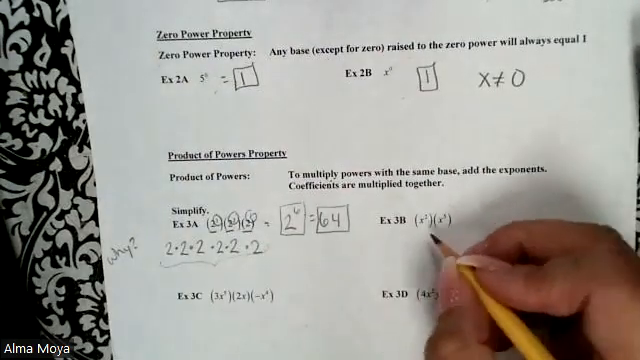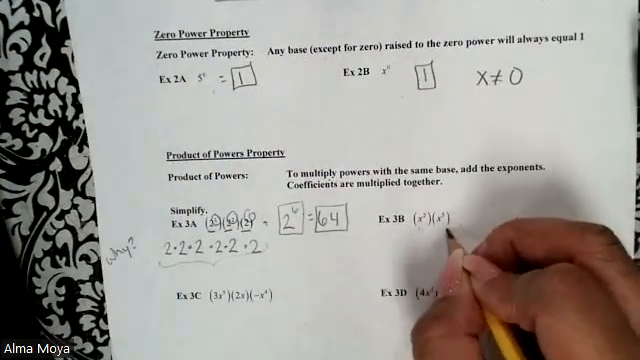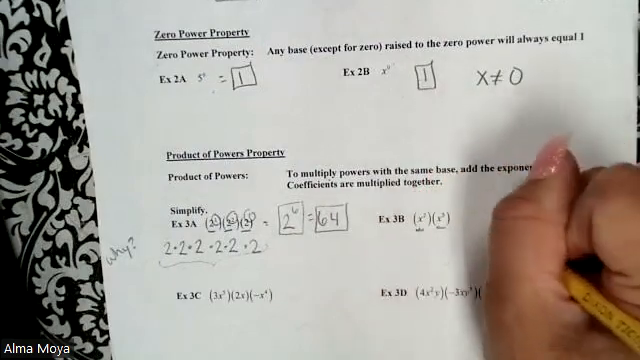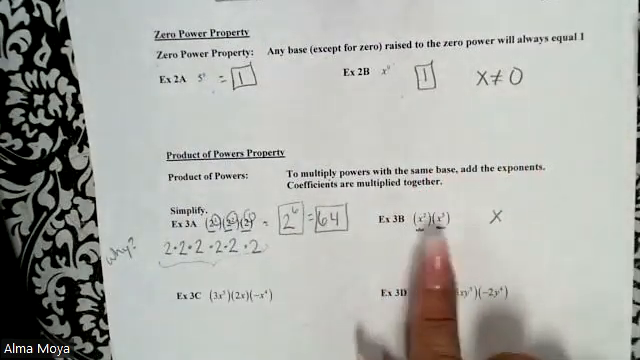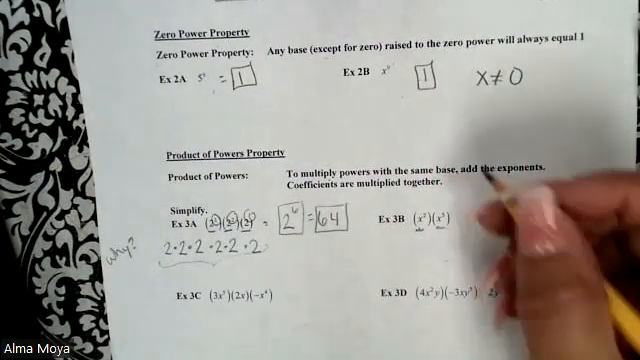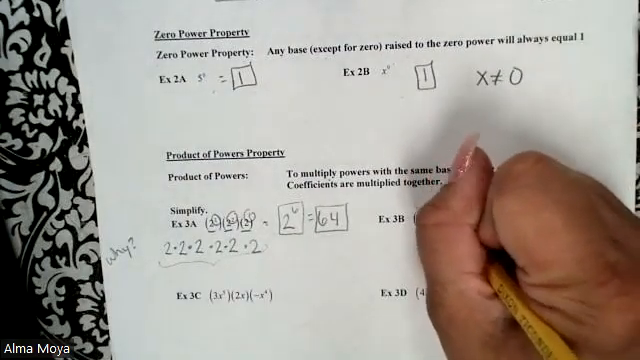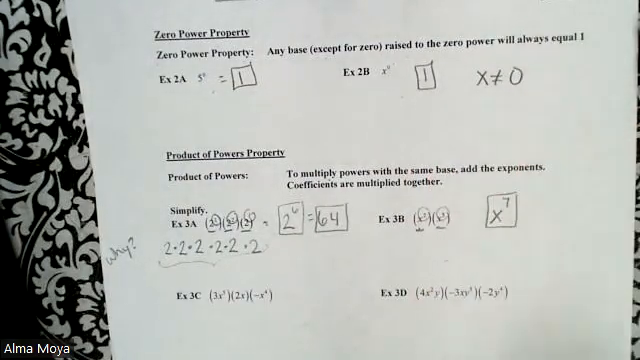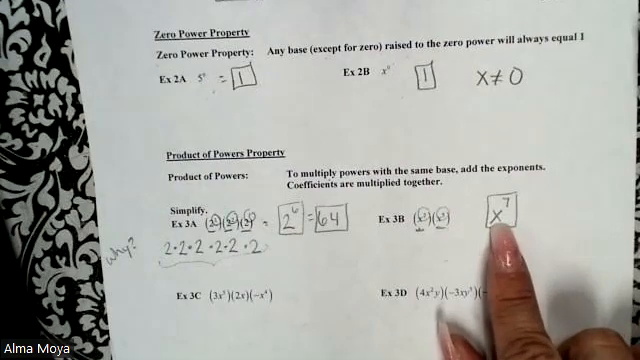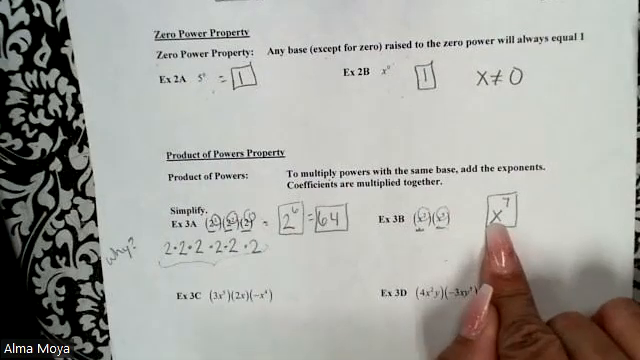On this one right here, they have the same base. So make sure they have the same base. They both have a base of x. If they don't have the same base, you cannot add up the exponents. And then right here, 2 plus 5 is 7. I can't type that into the calculator because x is a variable.